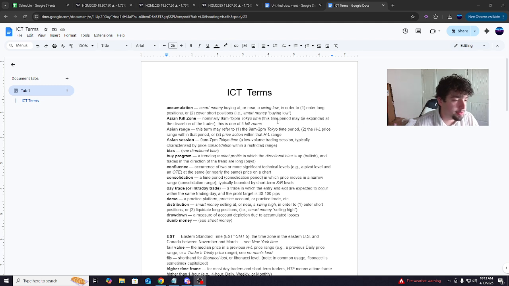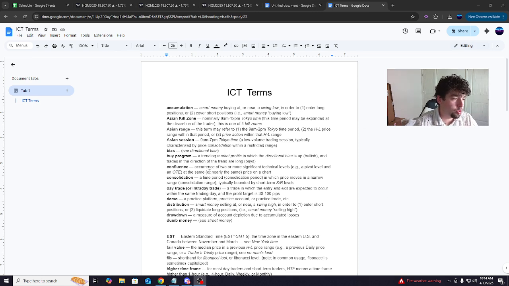And then we have bias, and obviously bias is your directional output on where you want to see the market go, whether that's up or down, bullish or bearish. And then we have buy program, which is a trending market profile in which the directional bias is up, which is bullish, and trades in the direction of the trend are long, which is buy. So buy program, you would see where we keep going up and up and up, and it'll come down into a fair value gap and go up, and come down to a fair value gap or an order block and go up, and just continue that.